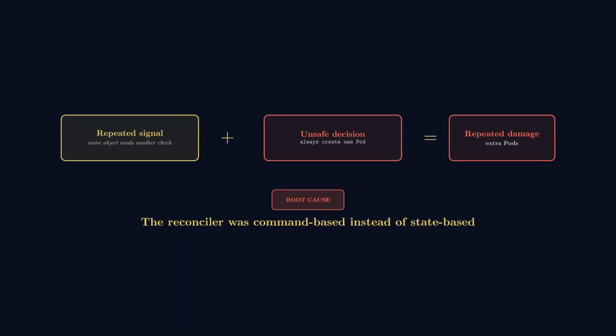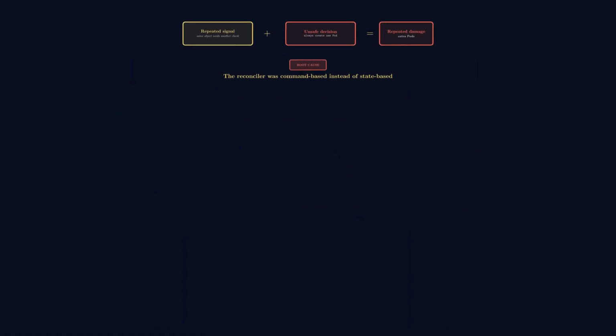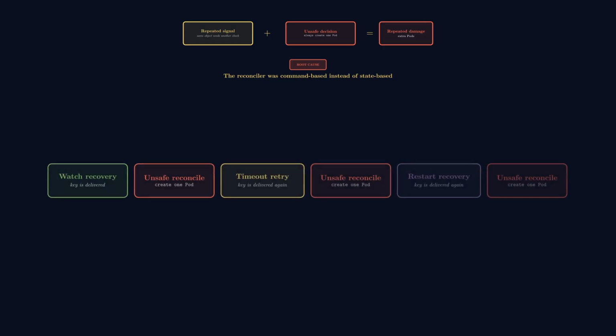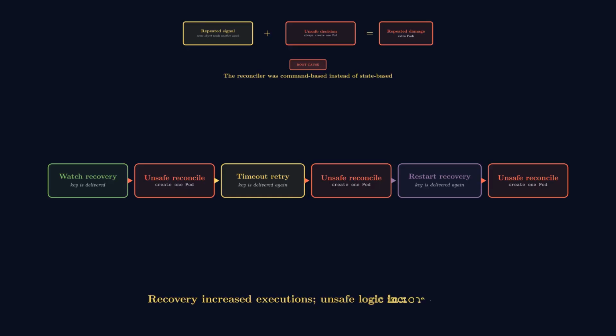We can now see what really happened. When the watch recovered, checkout app was checked again. When the API request timed out, the controller tried again. When the controller restarted, checkout app was checked once more. All of these repeated checks were normal. The real problem was that every check caused the controller to create another pod.